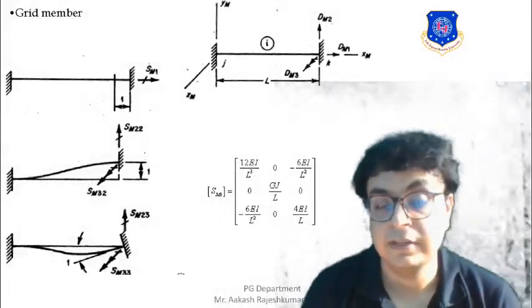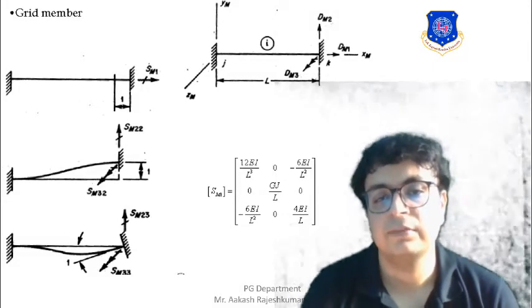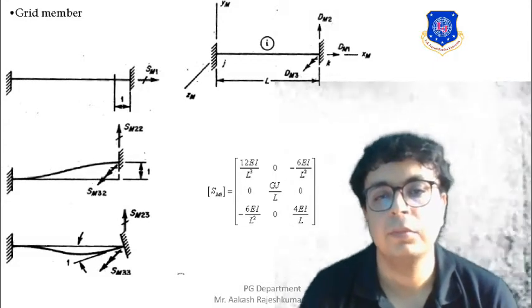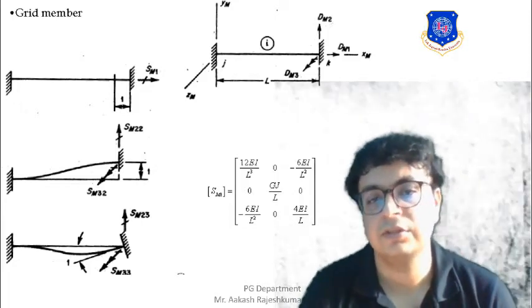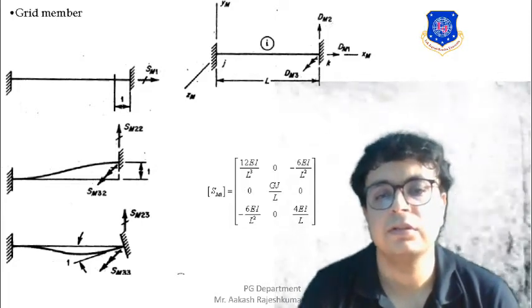When we have a grid member, its generalized stiffness matrix will be equal to 12EI upon L cube, 0, minus 6EI upon L square, 0, GJ by L, 0, minus 6EI upon L square, 0, 4EI upon L.